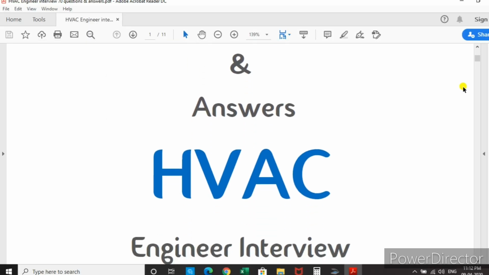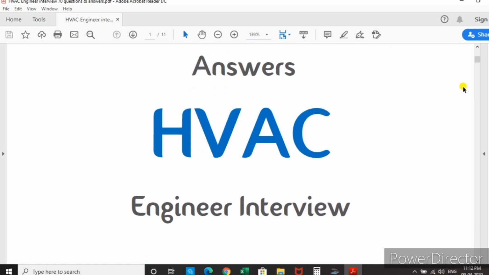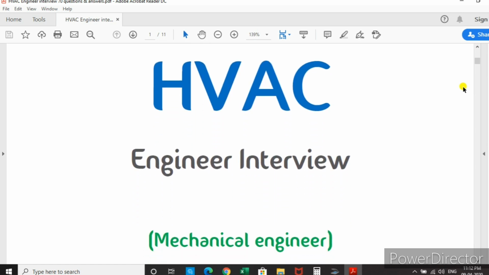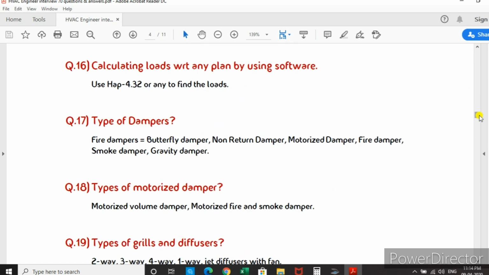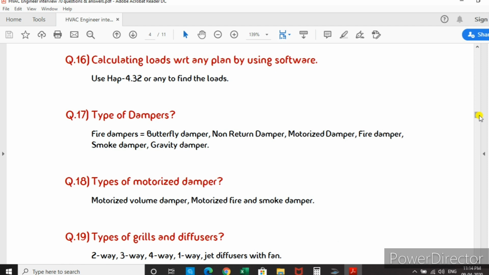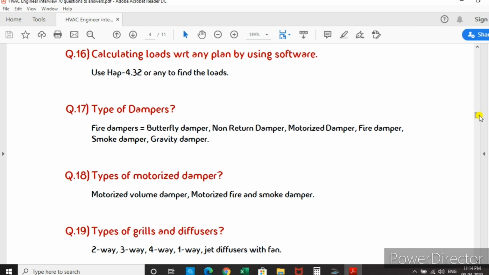Question and answers. HVAC engineer interview. Mechanical engineer. Q. Calculating loads with respect to any plan by using software. Use HAP 4.32 or any other software to find the loads.